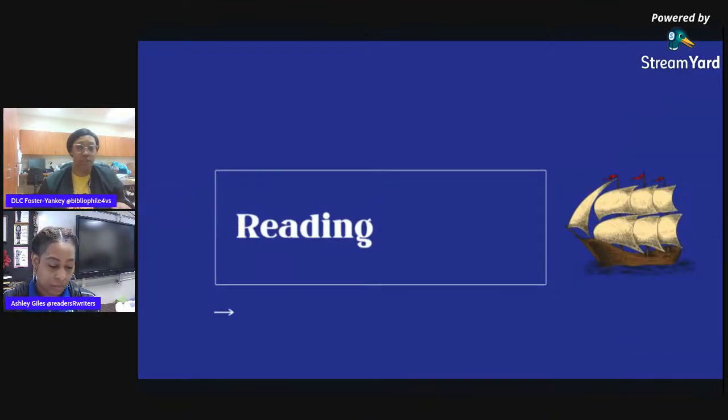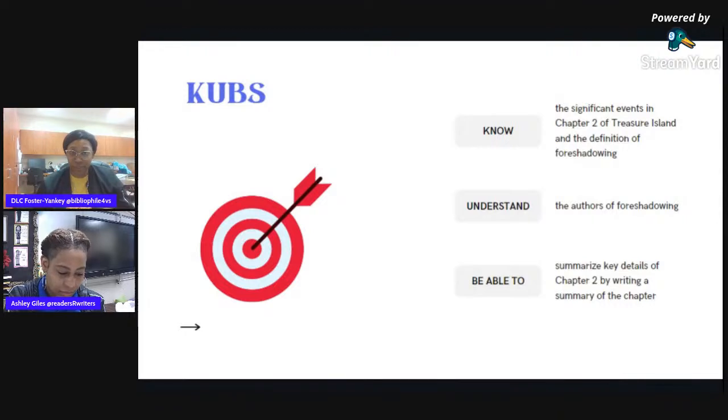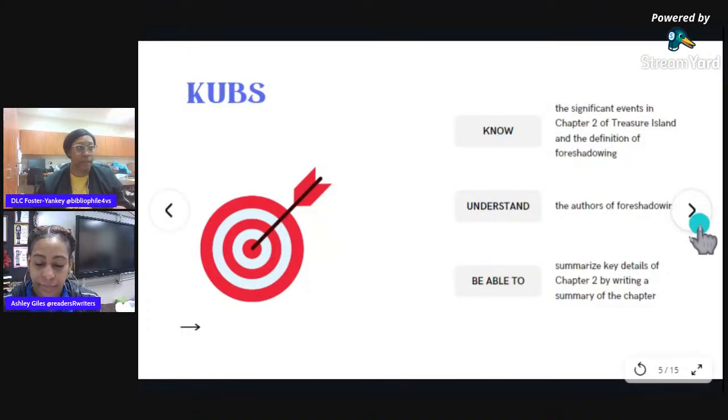So let's kick it off with the reading. Students will know the significant events in Chapter 2 of Treasure Island and the definition of foreshadowing. They'll understand the author's use of foreshadowing and be able to summarize the key details of Chapter 2 by writing a summary of the chapter.